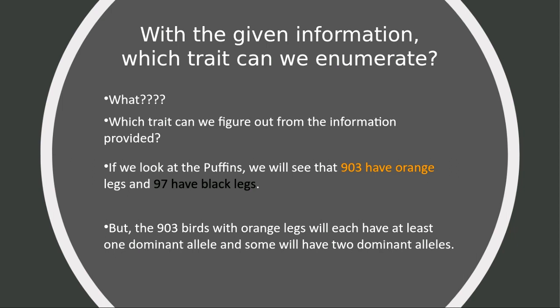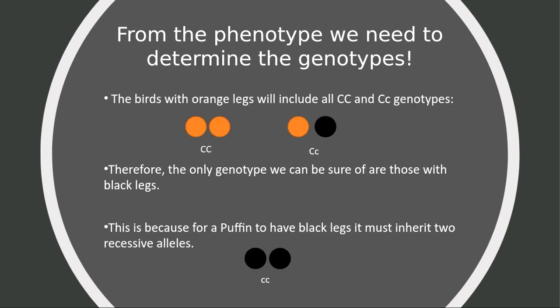So again, let's look at that puffin flock, and we see that 903 have orange legs and 97 have black legs. But those 903 birds with orange legs are going to include those birds that have one dominant allele, and then all those other ones that have two dominant alleles. So there's actually two groups mixed up together. So from these phenotypes, what we can see, we need to determine the genotypes. So then we take those birds with orange legs.